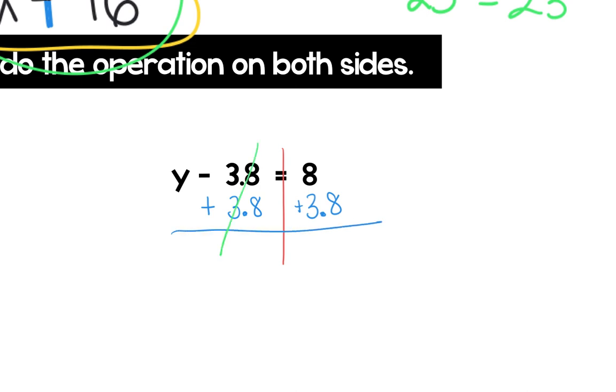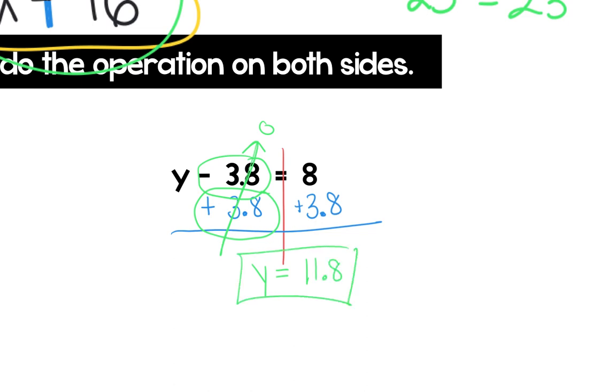So from here, this cancels each out. These are opposites, right? Negative 3.8, positive 3.8 becomes a 0. So we're left with y on the left-hand side. 8 plus 3.8 is 11.8. And we have our answer.